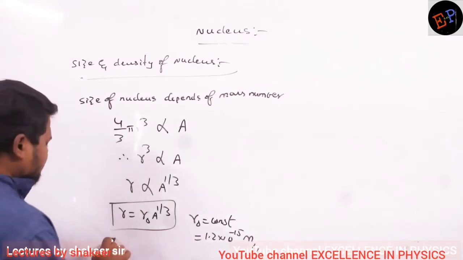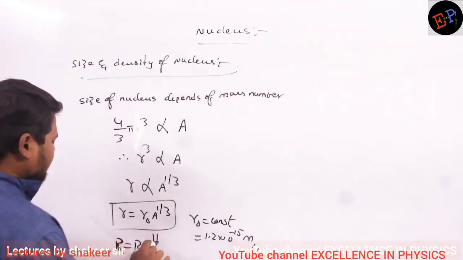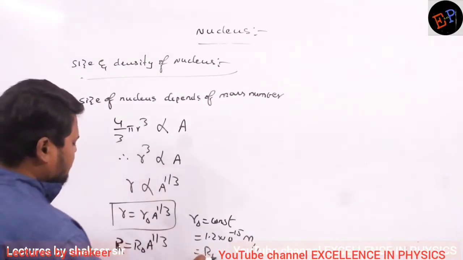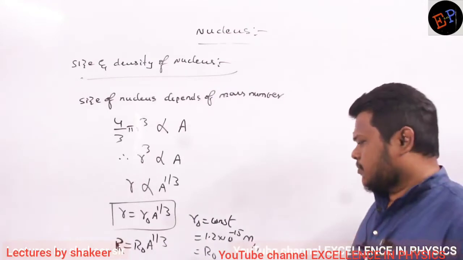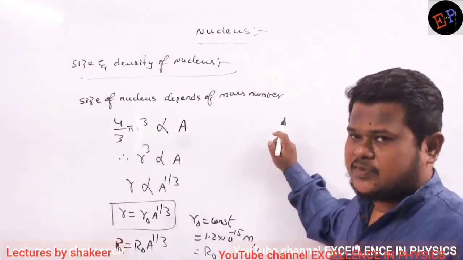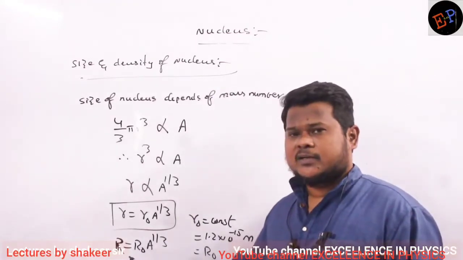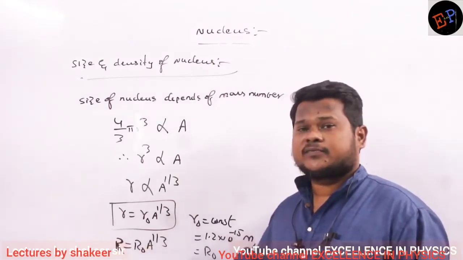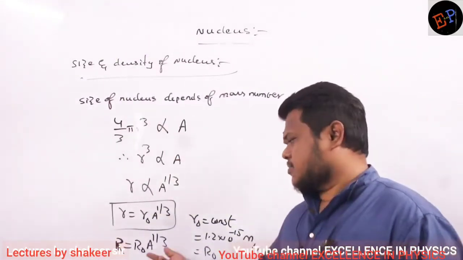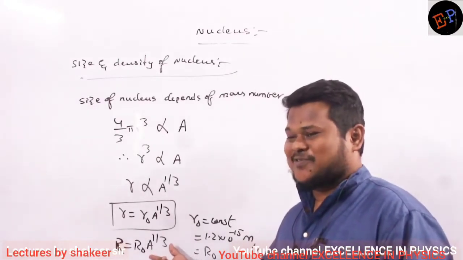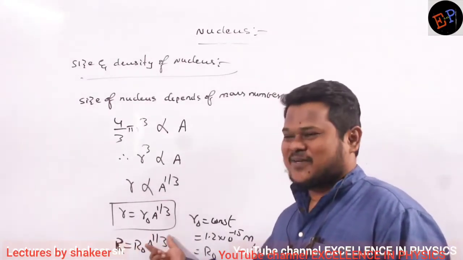In some of the books, it is written in capitals also. Capital R is equal to r naught A power 1 by 3, where this is equal to r. R naught is a constant, and its value is how much? 1.2 into 10 power minus 15 meters. So this is the equation by which I can calculate the radius of any nucleus. Understood? If you want to find the radius of a nucleus, you can calculate it with this equation.